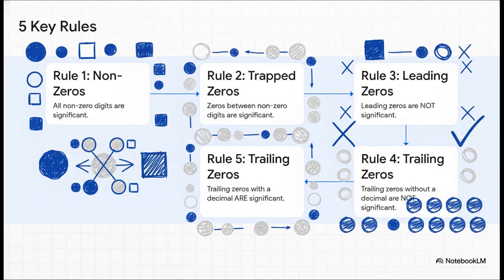Any digit that isn't 0, it's always significant. Zeros that are trapped between non-zero digits, they count too. Now, zeros at the very beginning are just placeholders, so they're out. And for the tricky ones, the zeros at the end, it all comes down to one thing. Is there a decimal point? If there's no decimal, they're not significant. But if you see a decimal point anywhere in the number, they absolutely are.